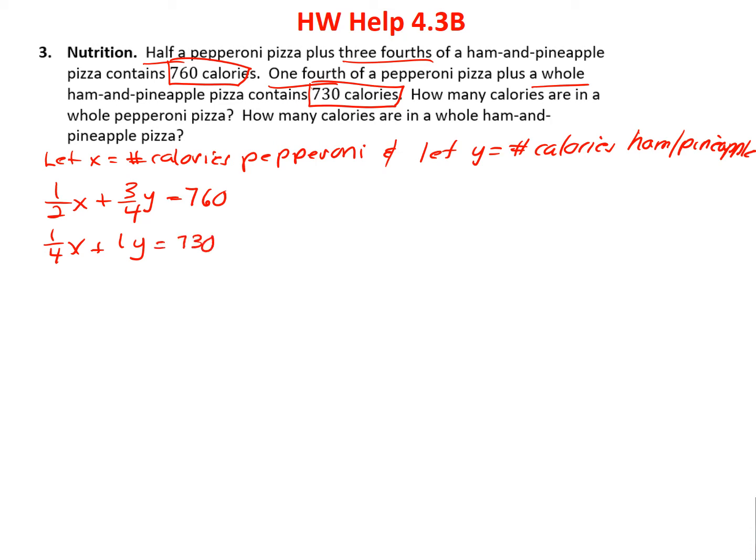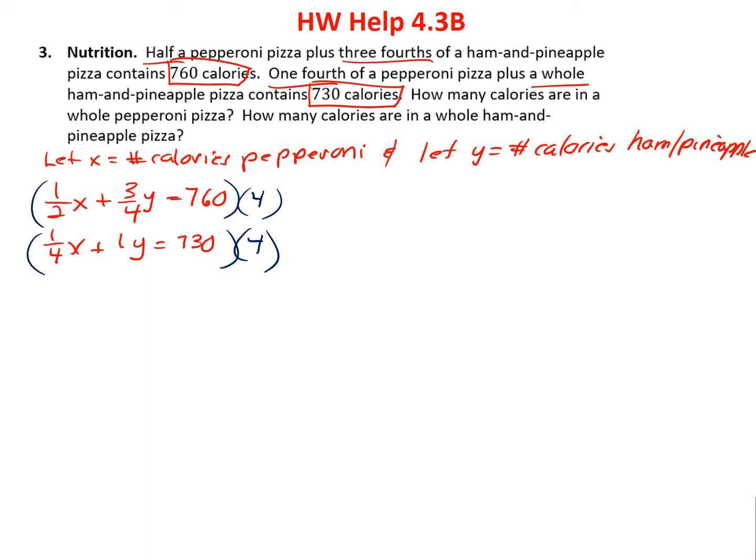Now, here's what I would recommend for some of you who have fraction brain freeze. Already your brain's starting to freeze up because you see the fraction. Let's just get rid of the fractions. Notice my common denominator would be 4. So what I'm going to do is multiply this one by 4 and this one by 4. What that does is wipe out my fractions.